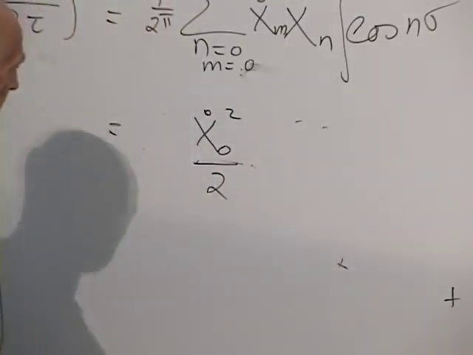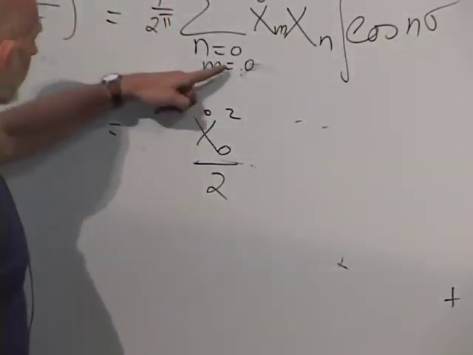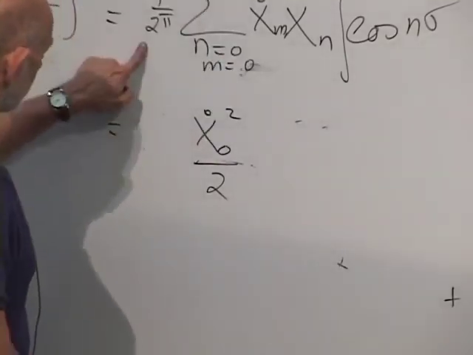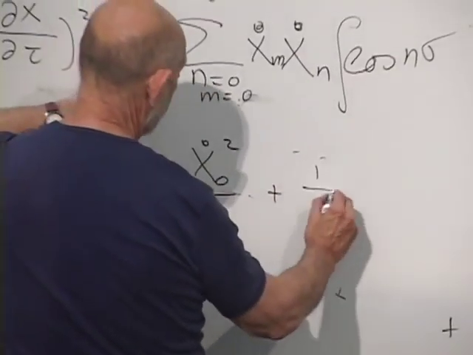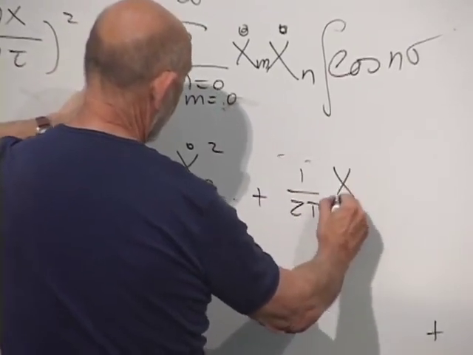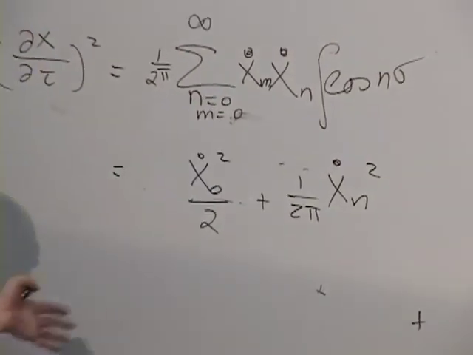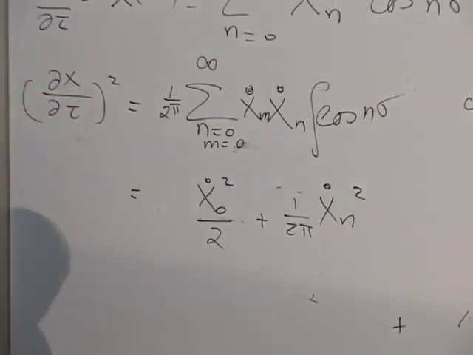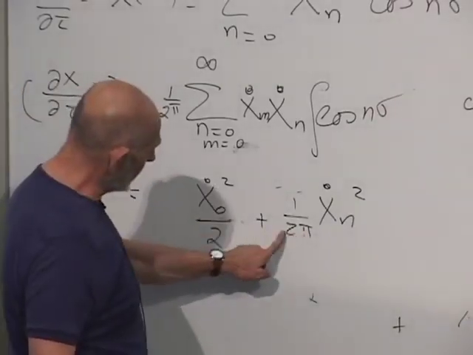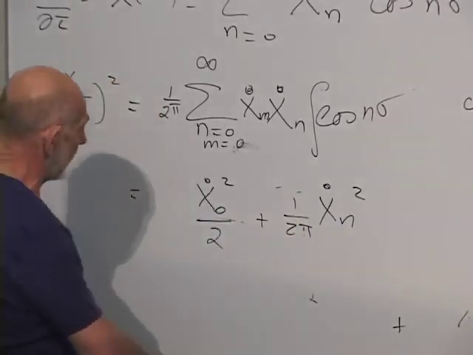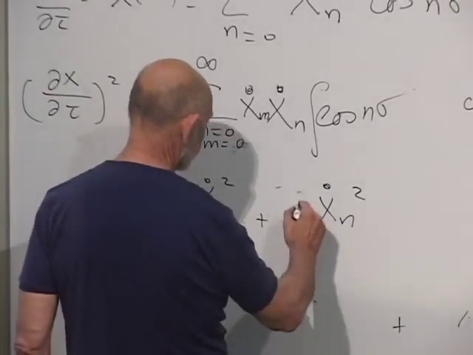Now what about the other terms? The other terms are a sum from n equals 1 to infinity. Let's see what they have. Let's put them in. Plus 1 over 2 pi xn dot squared. There are no terms with n not equal to m. And then what's the integral of cosine squared of n sigma? Pi over 2, right? Pi over 2. So the pi's will cancel, and we'll get an extra factor of 2 downstairs, which will make it overall a 1/4.